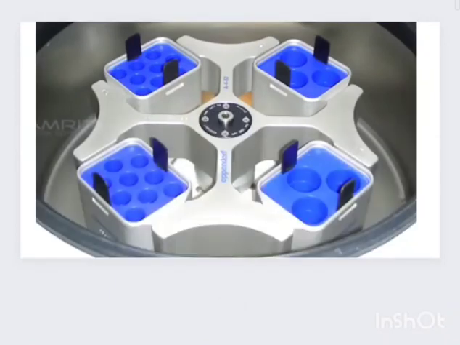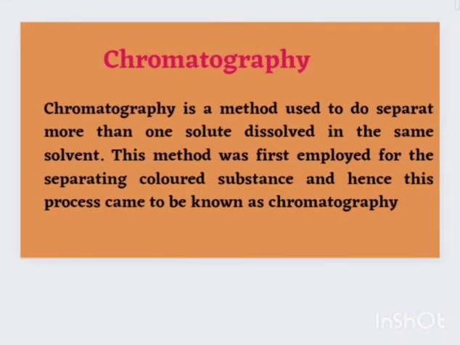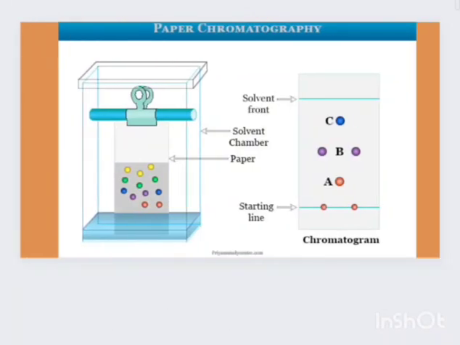So, in order to separate insoluble particles in a liquid mixture on the basis of their mass difference, centrifugation is used. Next method of separation is chromatography. Chromatography is a method used to separate more than one solute dissolved in the same solvent. This method was first employed for separating colored substances, and hence this process came to be known as chromatography. Look at the picture of paper chromatography.